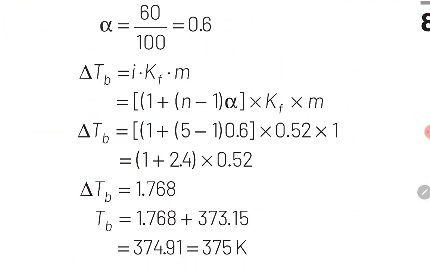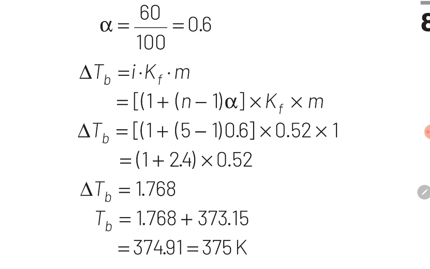इसके बाद स्टूडेंट्स हमें बस इक्वेशन यूज करना है. ΔTb is equal to i into Kb into molality. Guys, यहाँ printing mistake है. They have written Kf, but we need to write Kb. Guys, the value of Kb has been given as 0.52. Value of molality has been given as 1 molal. And guys, the value of i comes out as 3.4.